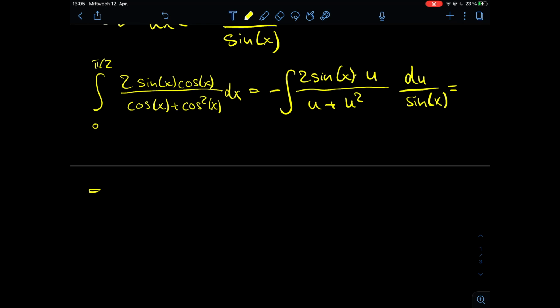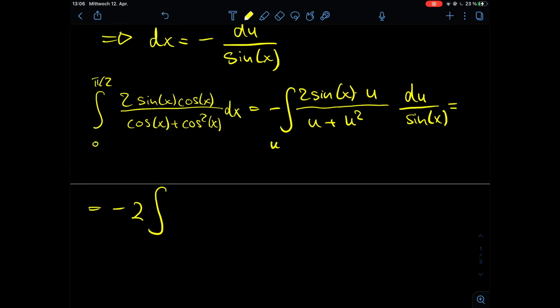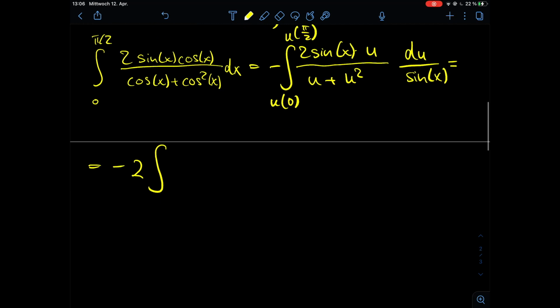So we get the whole integral is then minus 2 times, oh, we forgot to substitute the limits. I'm sorry, we have here u dependent on 0 and u dependent on pi half. So let's go back to here. We have minus 2 times the integral of u divided by u plus u squared times du. Now let's not forget the limits. We have u of 0 is 1 and u of pi over 2 is 0.